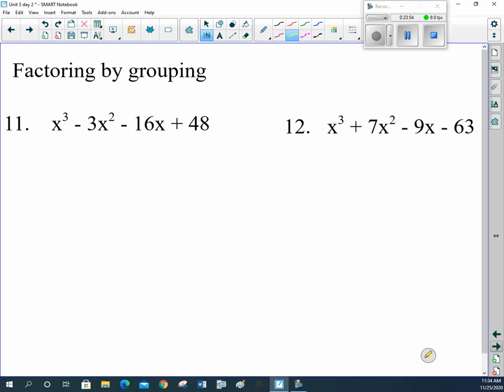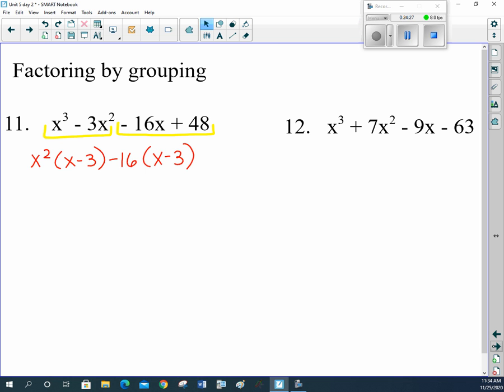So for grouping, I'm going to group the first 2 together and the last 2 together. It doesn't really matter which 2 you group together, but it's just as easy to do them how they're written. So just do the first 2 and the last 2. Then look at the first 2 and decide what's your greatest common factor. It's x squared. So that's going to be x minus 3. Okay, what's my greatest common factor out of the last 2? Well, it looks like it's a 16. But I always like my leading term to be positive, so I'm going to factor out a negative 16. And that's going to give me x minus 3.